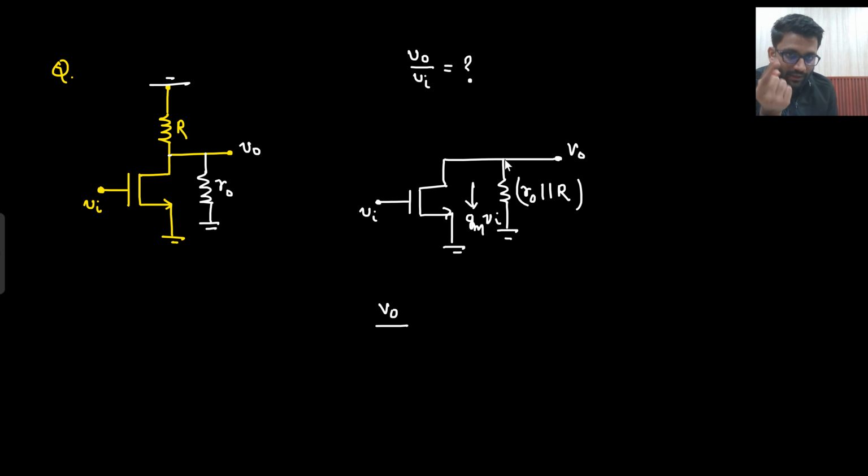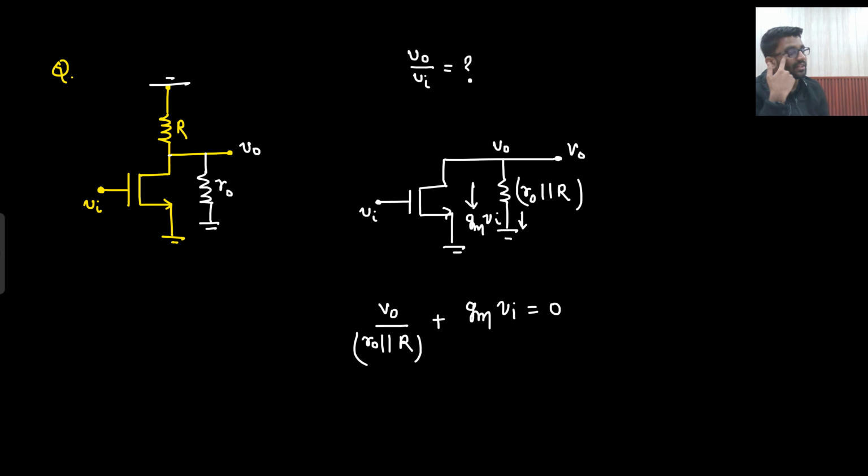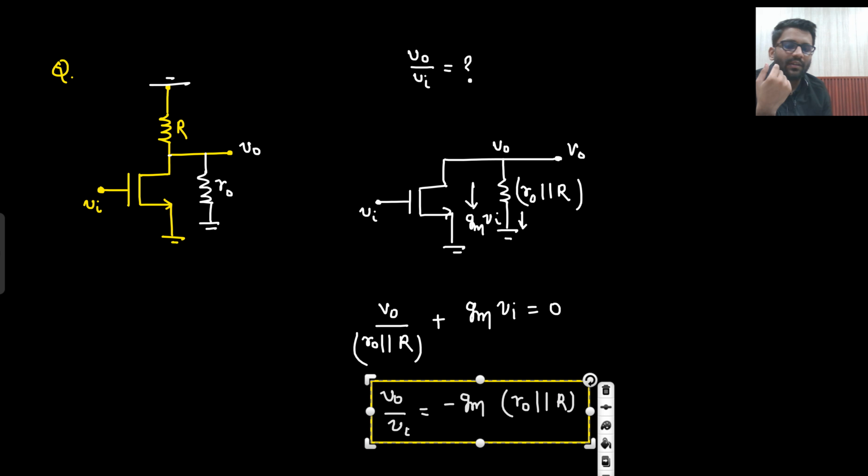So if I assume this is my V0, what will be the current in this branch? That will be V0 upon R0 parallel with R, plus GM V in, which equals 0. This is how I can apply the nodal, right? So what do we get? V0 by V in is equal to minus GM times R0 parallel with R. That's it.